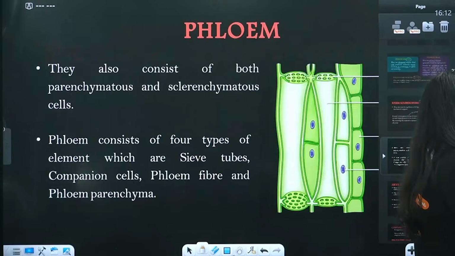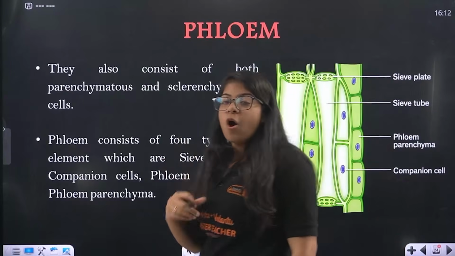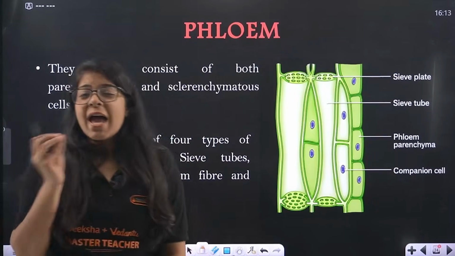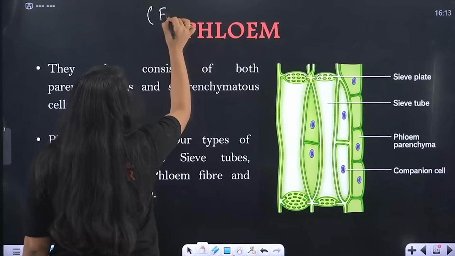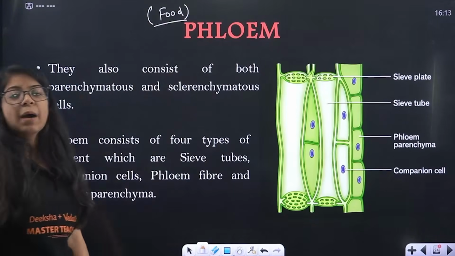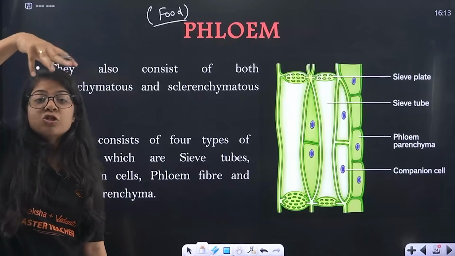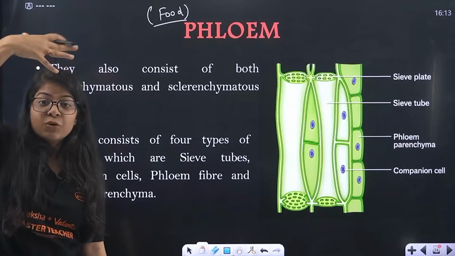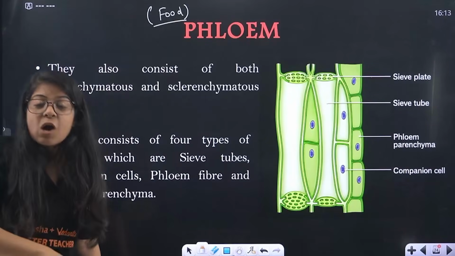Moving on, we have phloem. The F of phloem signifies the F sound of food. Basically it transfers food from the roots to the upper parts of the plants. But the upper part of the plant is also making food. How? By photosynthesis. So it also takes the food from the upper part and sends it downward as well.